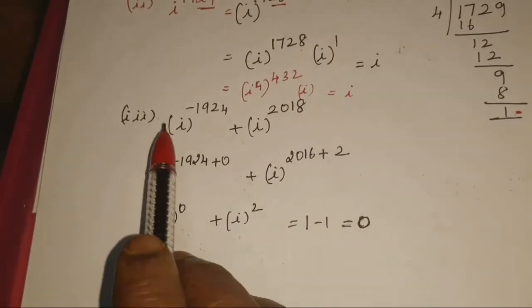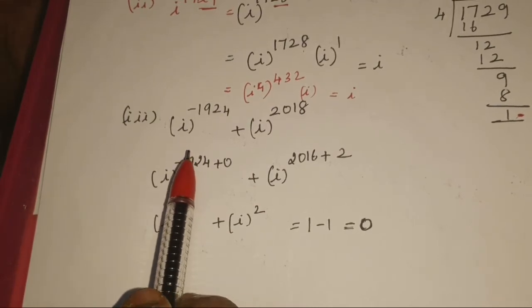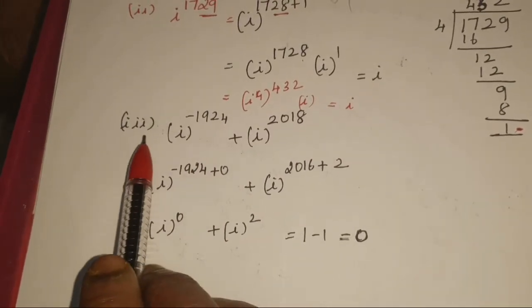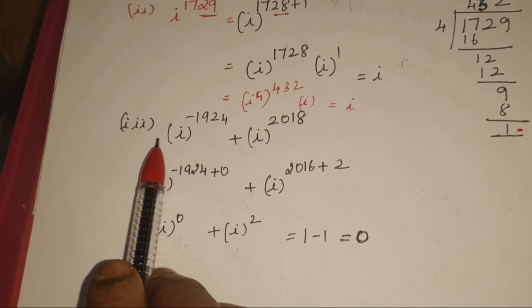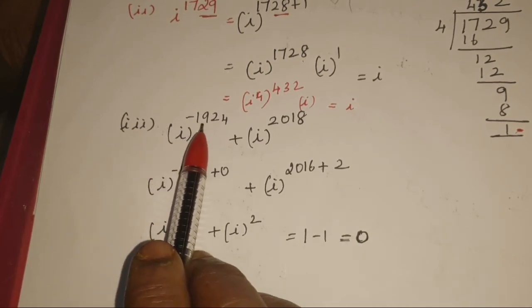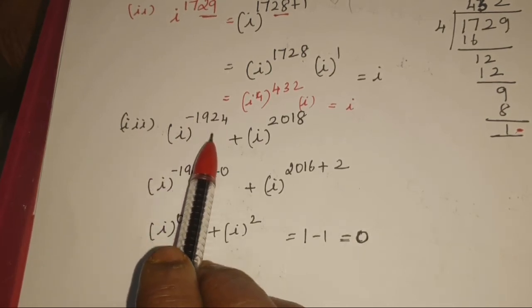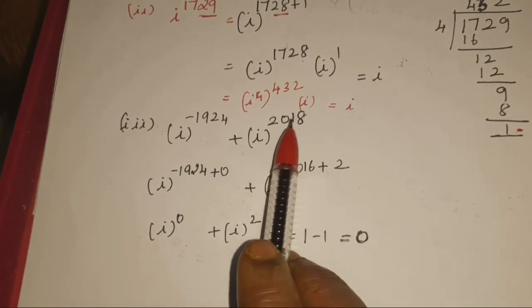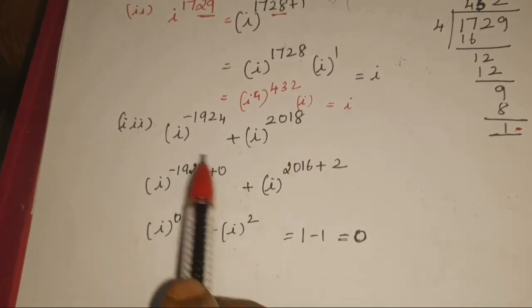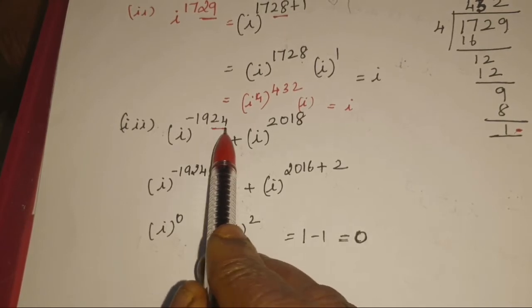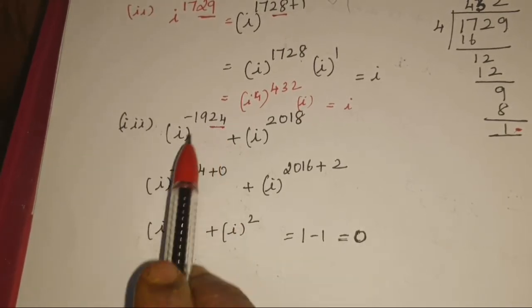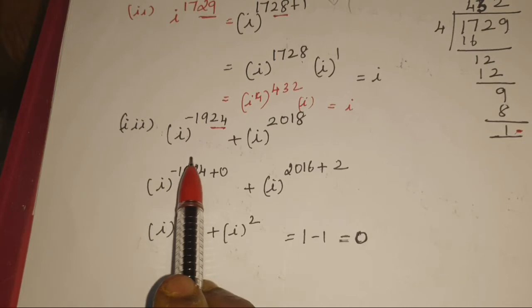Now listen here. Next sum. See, this is also very easy for you. Properly you listen. See the third subdivision. What is the third subdivision? i power minus 1924 plus i power 2018. What is the last two digits? It is divisible by 4. Divisible by 4 is nothing but the remainder becomes 0.